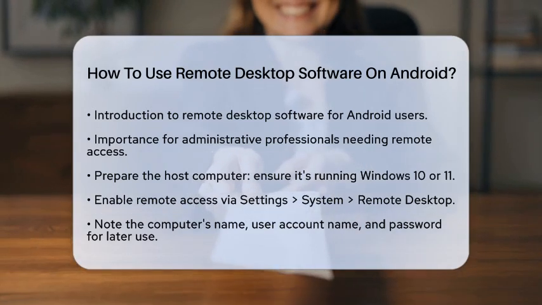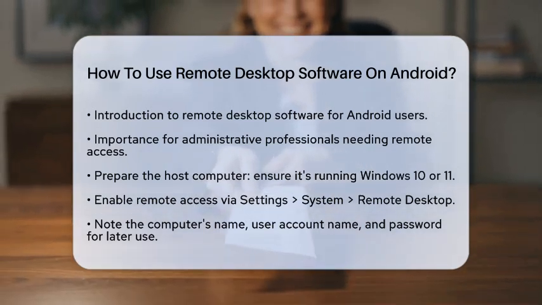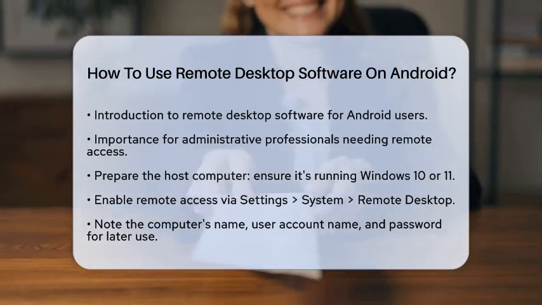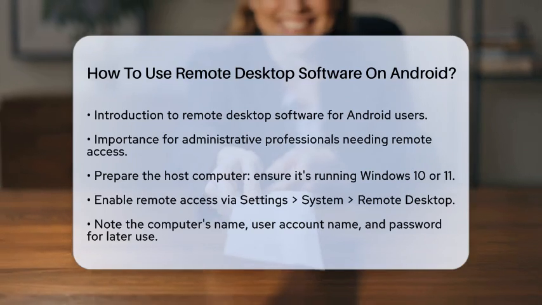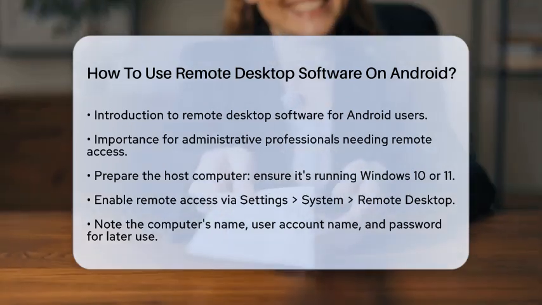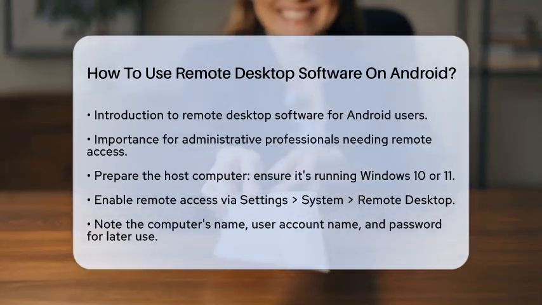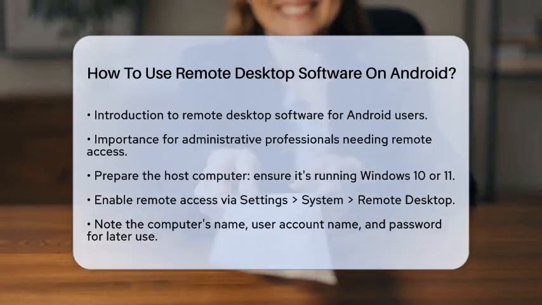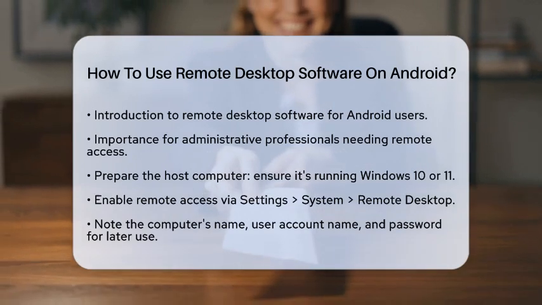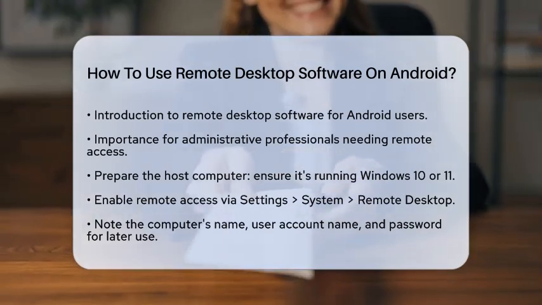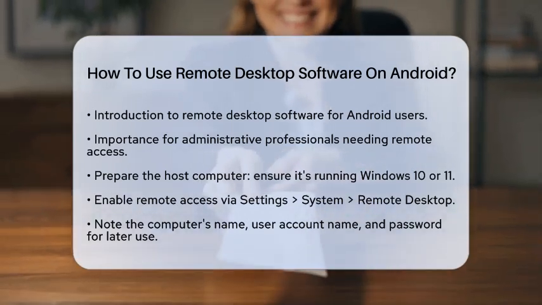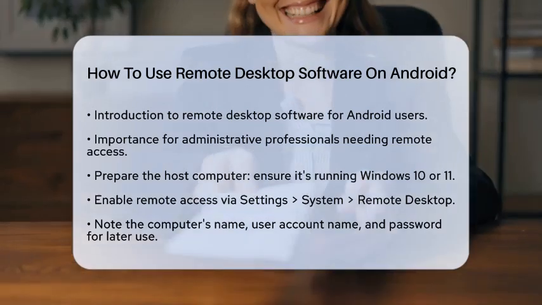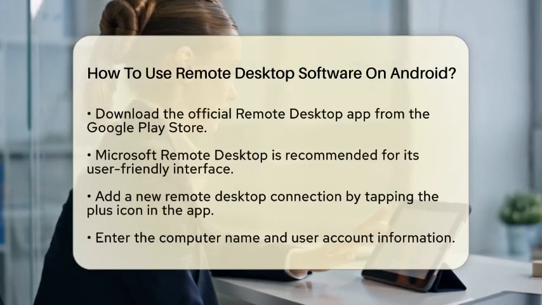First, you need to prepare the host computer, which is typically a Windows personal computer. Make sure it is running Windows 10 or Windows 11, as these versions support remote desktop protocol. To enable remote access, go to Settings, then System, and find Remote Desktop. Toggle the feature on. It is also important to note the computer's name, user account name, and password, as you will need these to connect later.